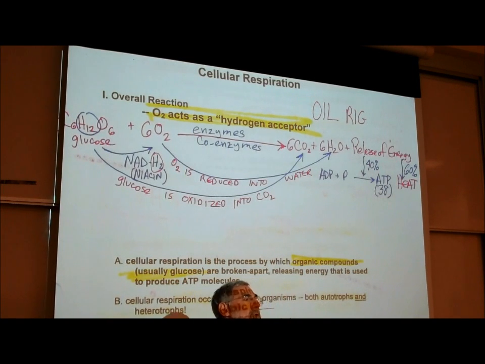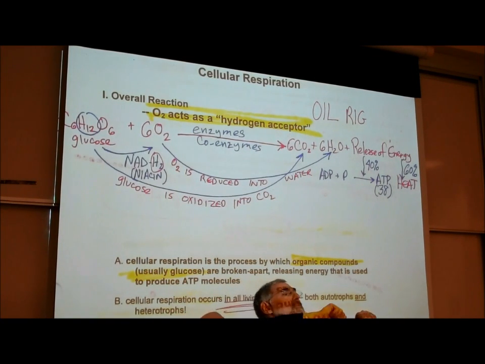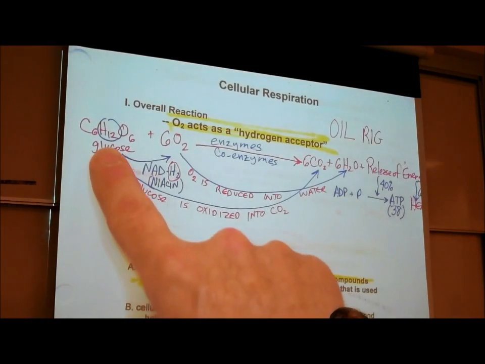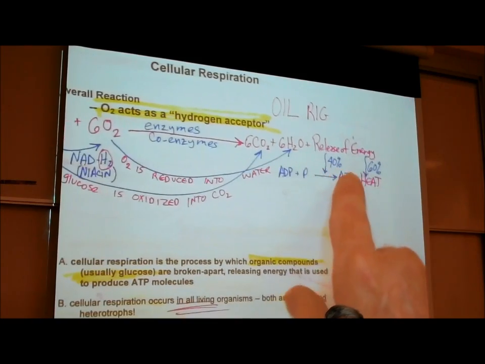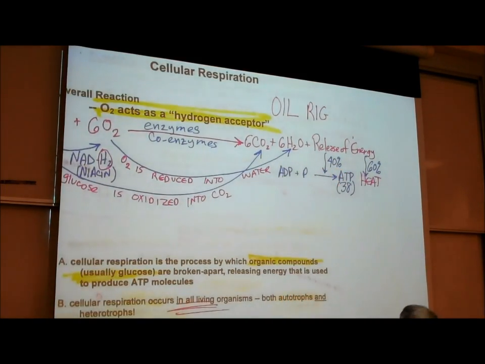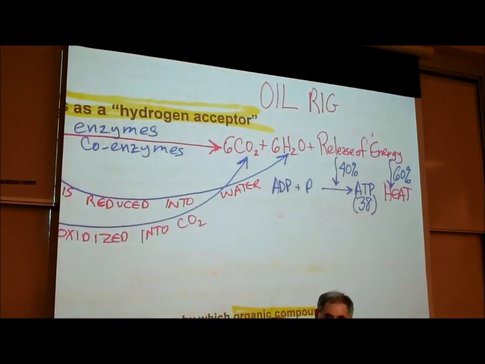When these covalent bonds are broken, meaning we're breaking the molecule apart into smaller and smaller pieces, that's what releases the energy. So the energy is contained within these organic molecules by virtue of these covalent bonds that hold these atoms together. Now, we are breaking these molecules apart to release the energy, and that energy that's released is used to make ATP.